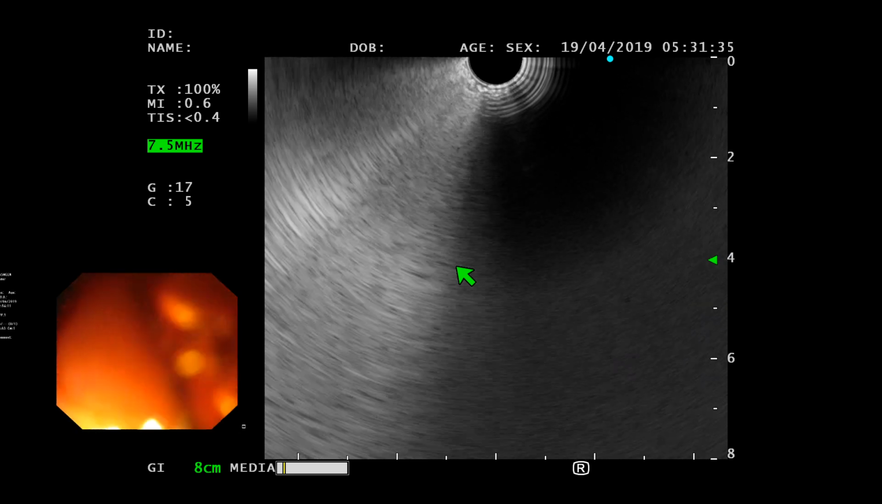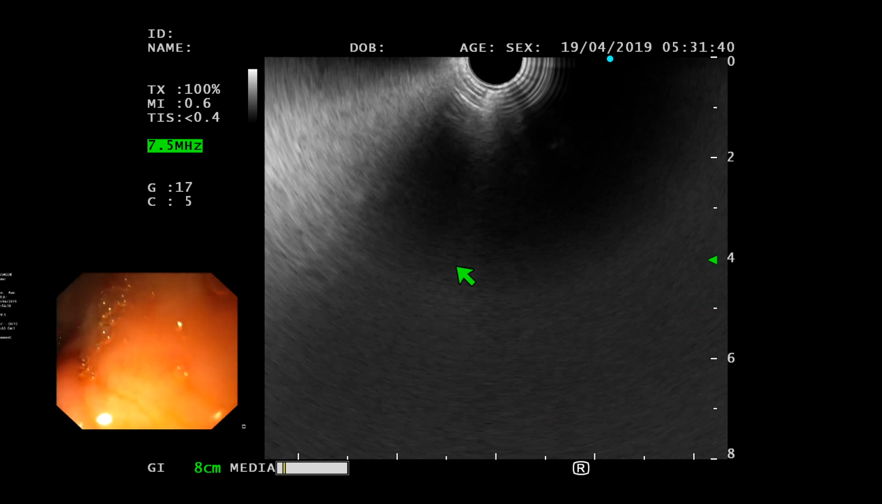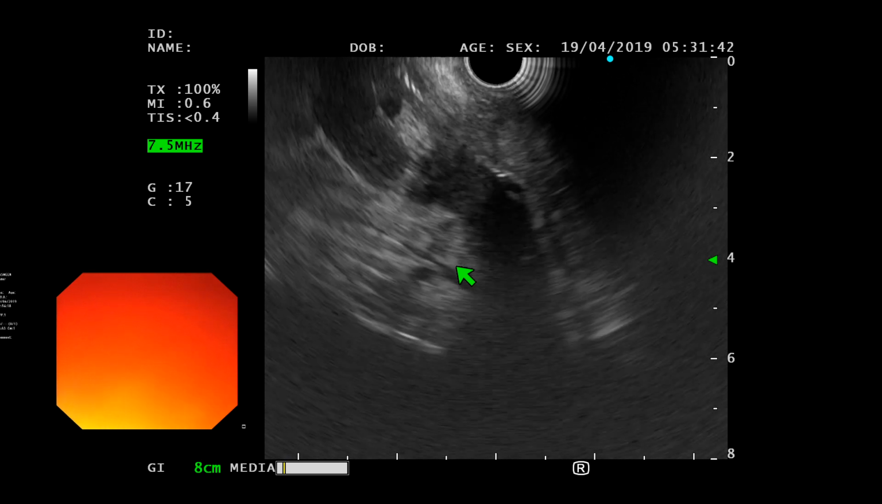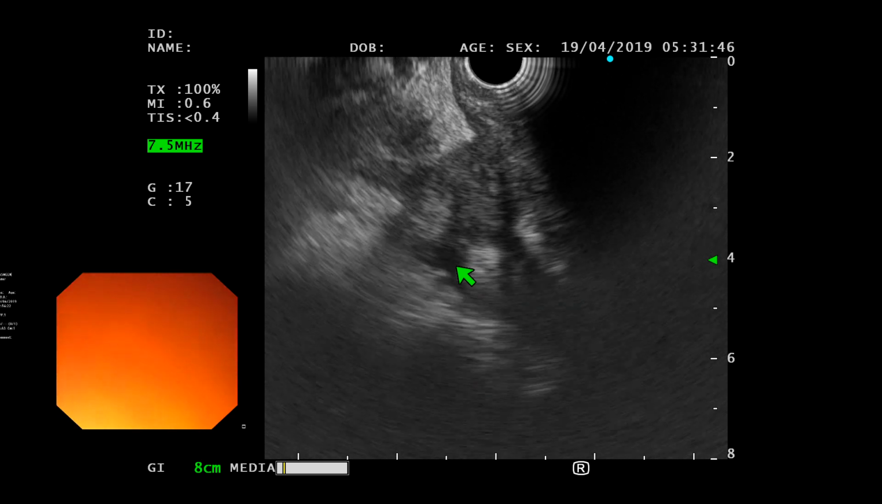So is this a 25 gauge or a 22? So it's a 22 gauge FNA. So this is FNB. Sure.